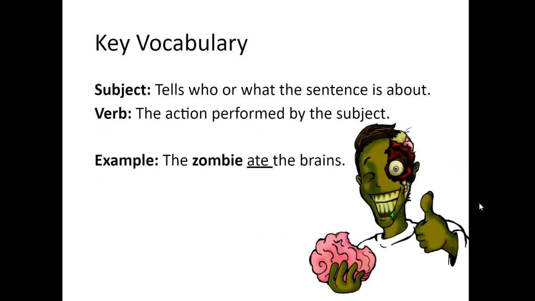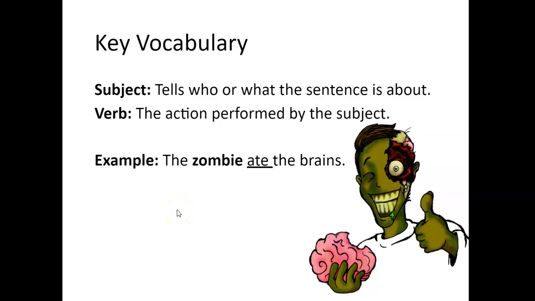When we spoke in class about active and passive voice, I told you all about these two key vocabulary words that we have to know in order to be able to identify if a sentence is written in active voice or if it's written in passive voice. So quickly, we are going to go over these two key terms. The first one is subject. Remember, subject tells who or what the sentence is about. So in our example sentence that you see on the screen, it says the zombie ate the brains. Zombie is the subject because it is what the sentence is about.